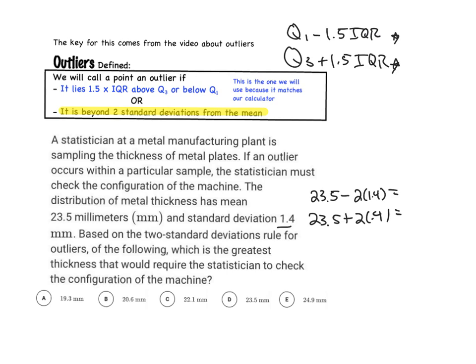So when we take 2 standard deviations below 23.5, we end up with 20.7. When we check 2 standard deviations above 23.5, we end up with 26.3. None of these choices are higher than 26.3. So we're really looking for the biggest number that's still an outlier, that's still below that. So we would go with 20.6. This is an outlier, but the 20.6 is bigger. These 3 are not outliers at all.